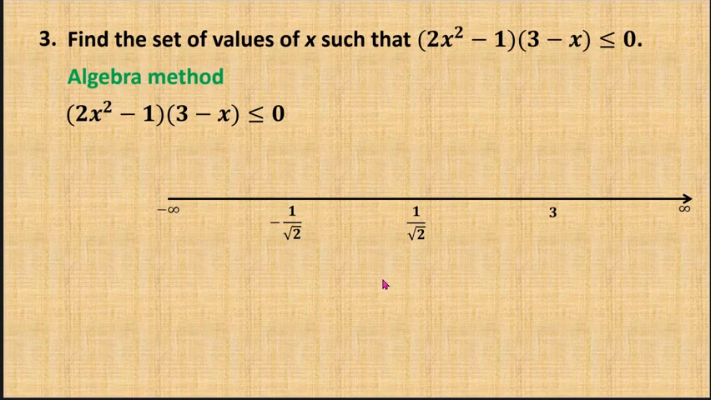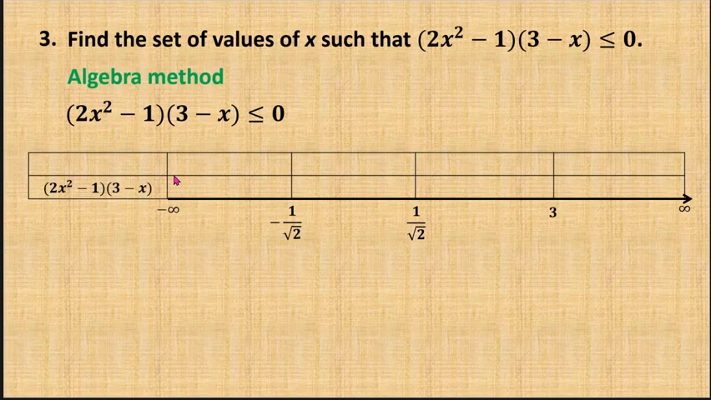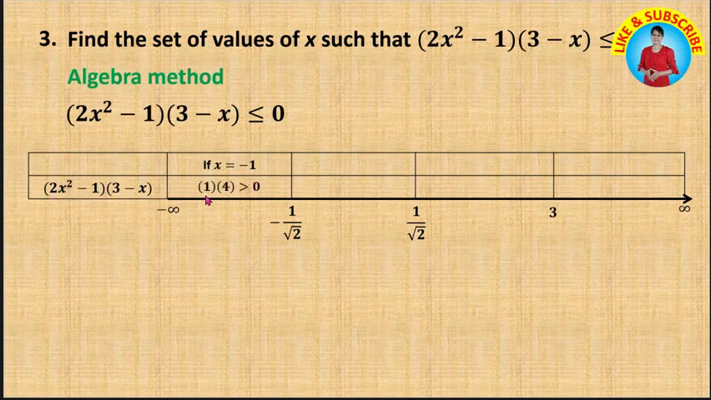For each region, I'm going to test the value of the polynomial. For the first region, I choose x equals negative 1. When x equals negative 1, 2x power 2 minus 1 is 1 and 3 minus x is 4. So, the overall value is a positive value which is greater than 0. So, the polynomial is greater than 0 in this region.